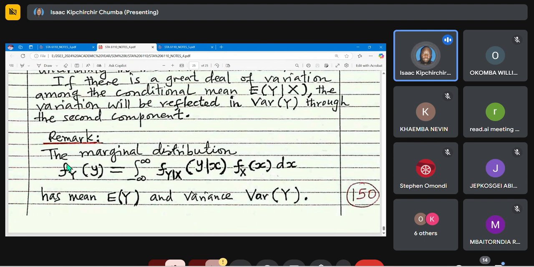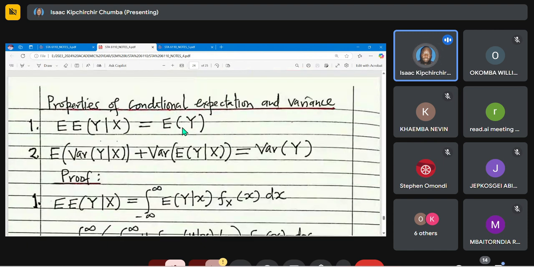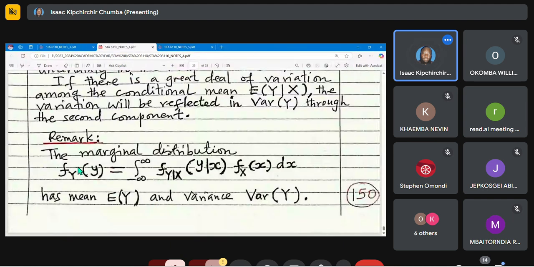Whereas these are E(Y) and Var(Y), this one has E(Y given X) and Var(Y given X). So in these two properties, this has to do with the marginal of Y. But as far as the conditional of Y is concerned, it has its mean of Y given X, and also its variance of Y given X. So these two properties are linked through this.